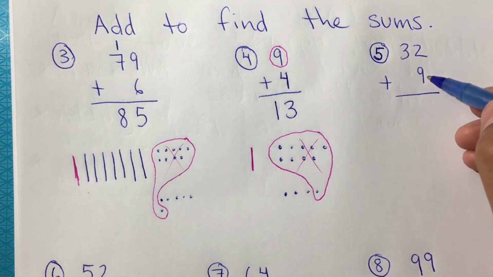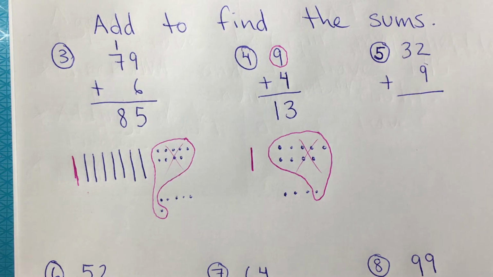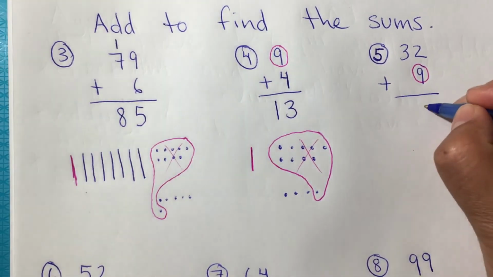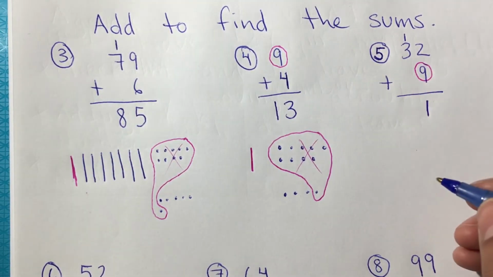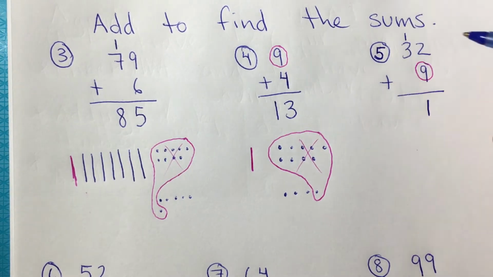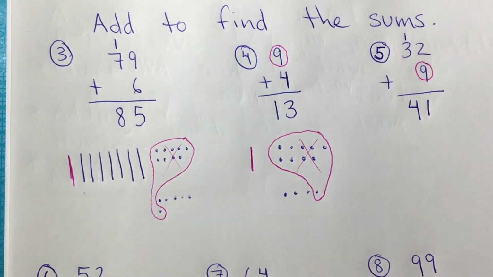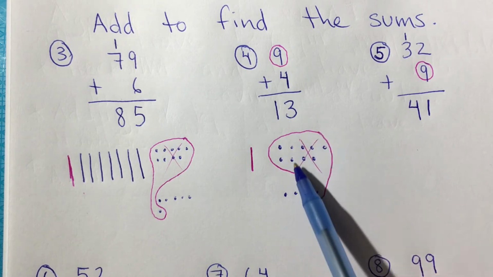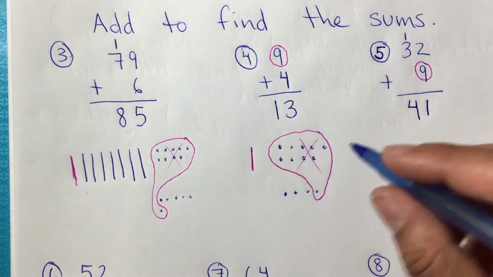Number 5, the biggest number is 9, so I put that in my mind and add 2 more, 9, 10, 11. So I put the 1 and carry the 1. 3 plus 1 is 4, so it's 41. Now I want you to see how regrouping works, when I have 9 plus 2 is 11, I put the 1 in here and then the 10 in here. It's like regrouping. Well, let's look at that with the sticks and dots.